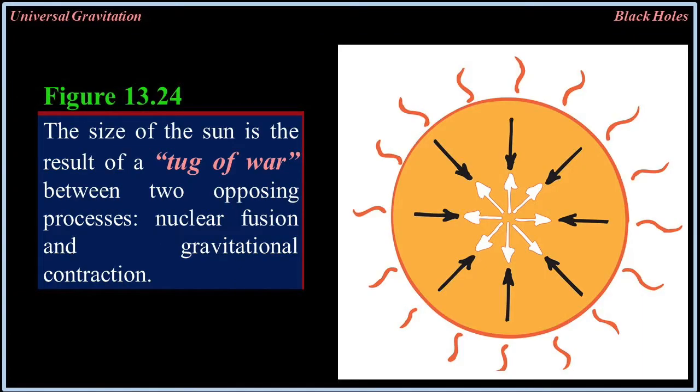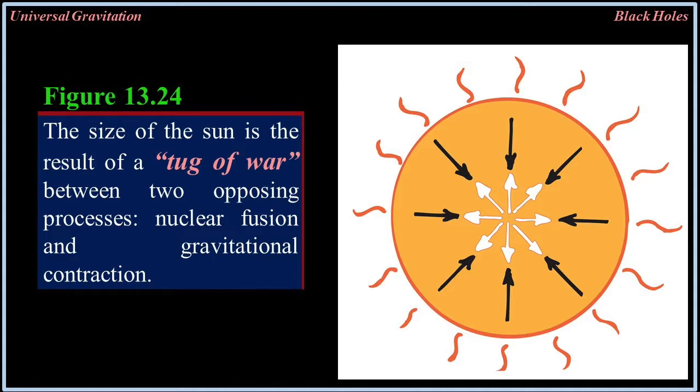13.10 Black holes. There are two main processes going on continuously in stars like our Sun. Figure 13.24 illustrates these two processes. One process is gravitation, which tends to crush all solar material towards the center. The other process is thermonuclear fusion, consisting of reactions similar to those in a hydrogen bomb. These hydrogen bomb-like reactions tend to blow solar material outward.